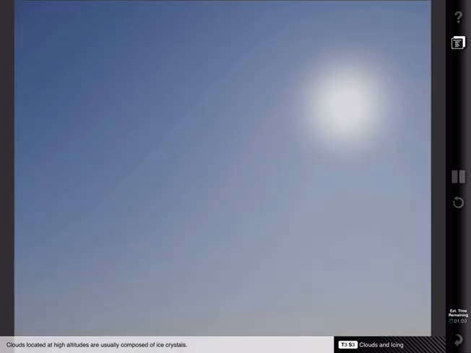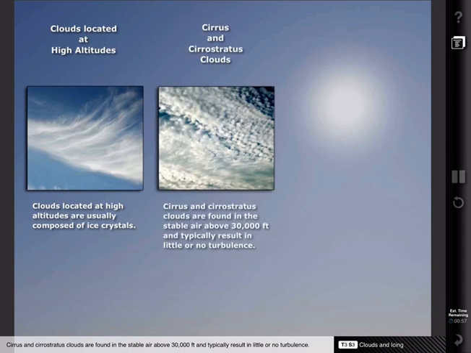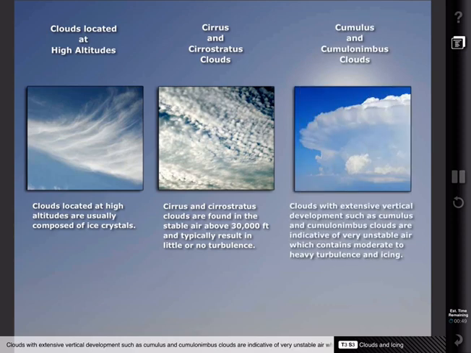Clouds located at high altitudes are usually composed of ice crystals. Cirrus and cirrostratus clouds are found in the stable air above 30,000 feet and typically result in little or no turbulence. Clouds with extensive vertical development, such as cumulus and cumulonimbus clouds, are indicative of very unstable air which contains moderate to heavy turbulence and icing.